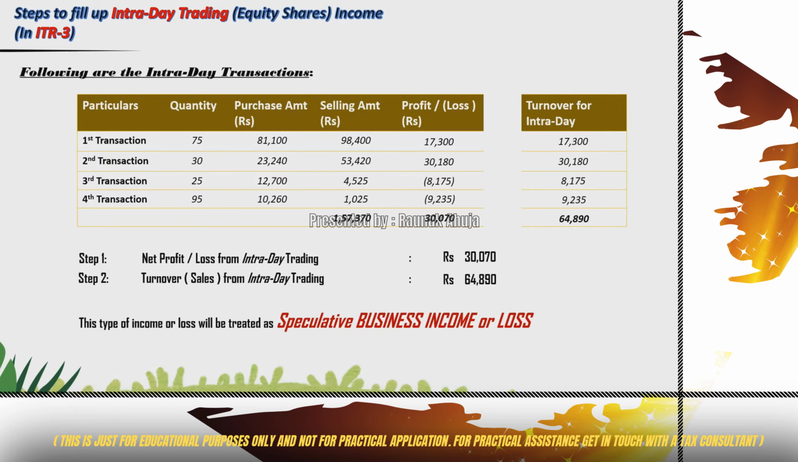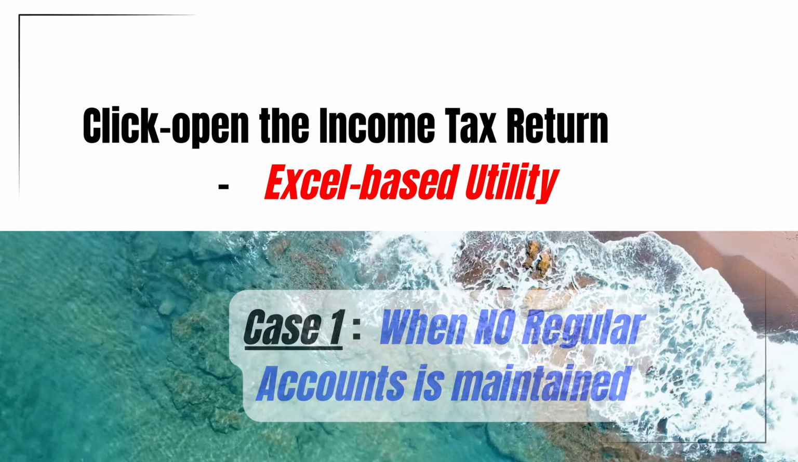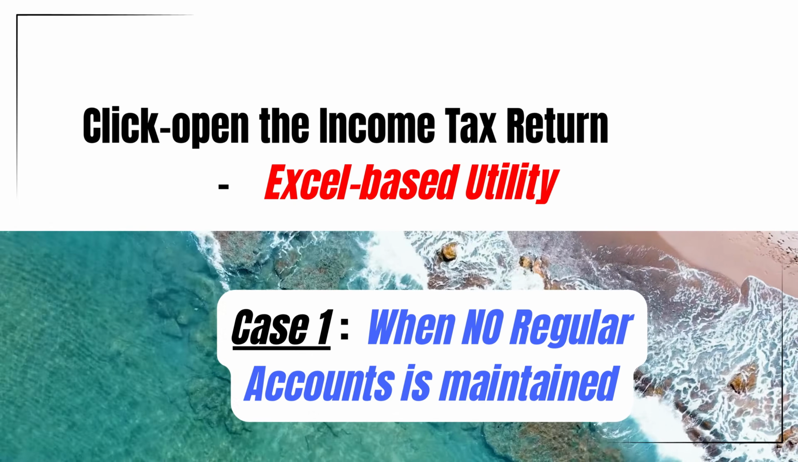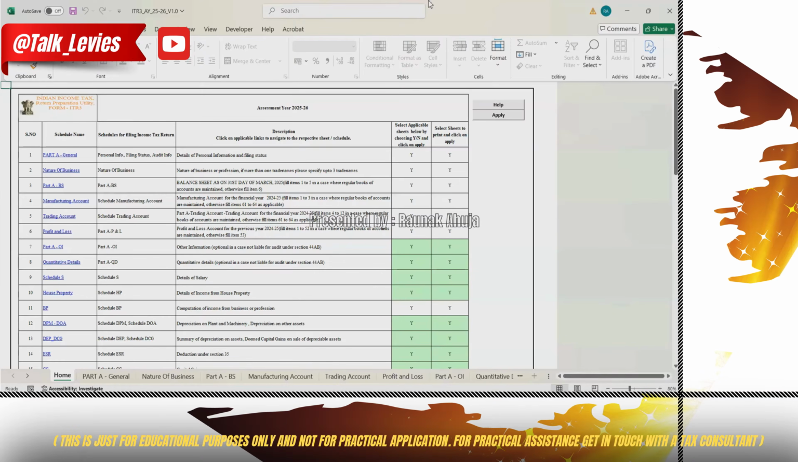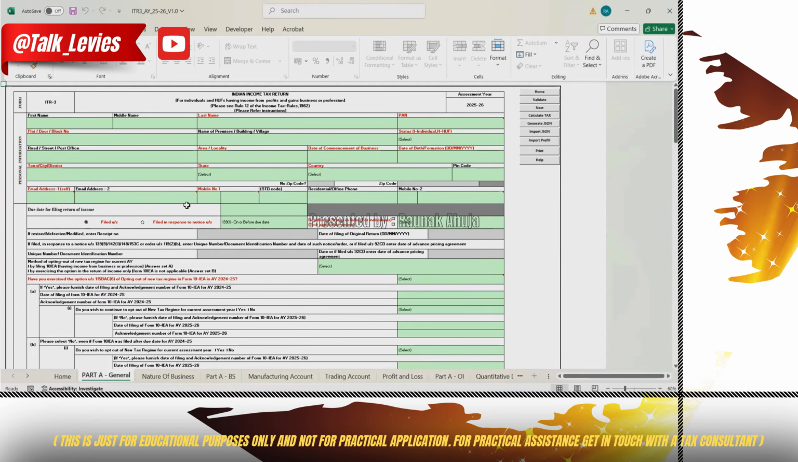Let's quickly open the income tax offline utility. Now once you open the Excel based utility, first fill in the Part A of the general schedule. That is this one. This contains the personal details of the taxpayer, such as the name, bank account details, date of birth, PAN number, the residential address, the contact details, and one more additional option to choose from the old tax regime or the new tax regime. Once you fill up this schedule, we then move to the profit and loss schedule.